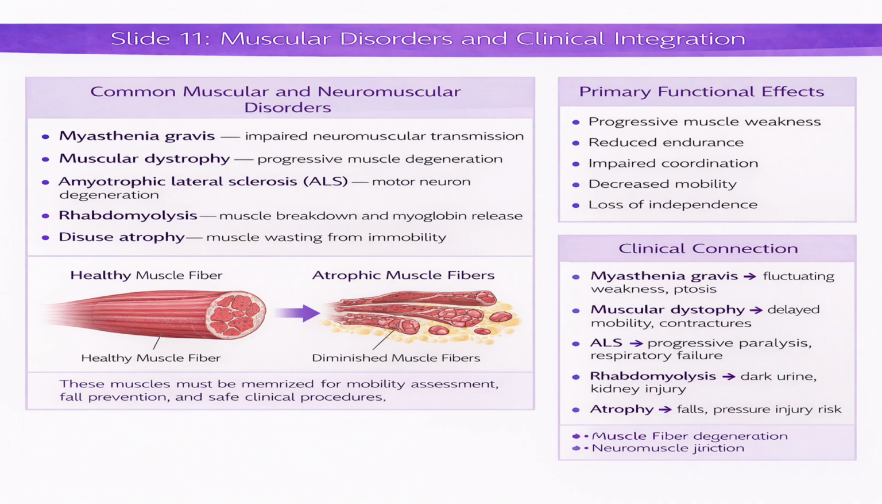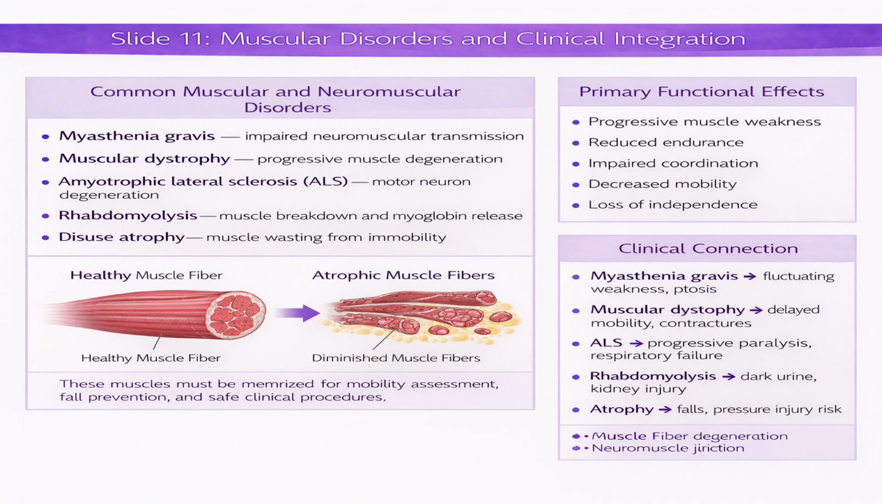Next, we have rhabdomyolysis. It occurs when muscle tissue breaks down and releases myoglobin into the bloodstream. This can damage the kidneys and become life-threatening. It is a common clinical condition among patients overdosing on methamphetamines, and a medical emergency encountered in the emergency department. Lastly, we have disuse atrophy. It develops when muscles are not used for extended periods, such as during prolonged bed rest or immobilization.